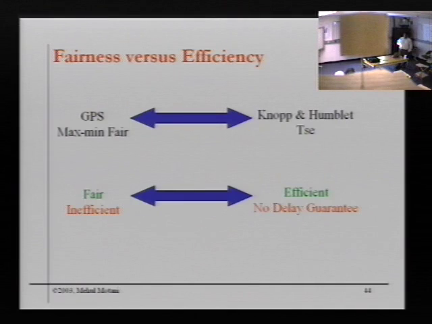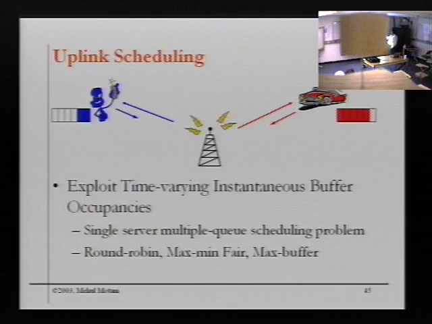This got me thinking about how else I can trade this off. The example we gave is opportunistic scheduling. Once again, we have a base station and multiple users, on the uplink, so multiple users transmitting to a base station. These users have stochastic arrivals, and they're buffering their data. Their buffer states are time varying, and so what we want to do is exploit these time-varying instantaneous buffer occupancies.